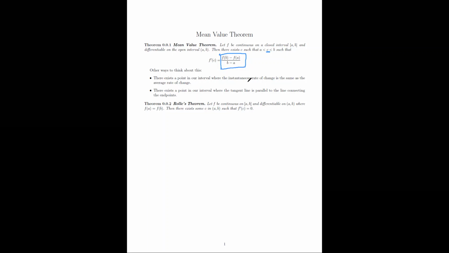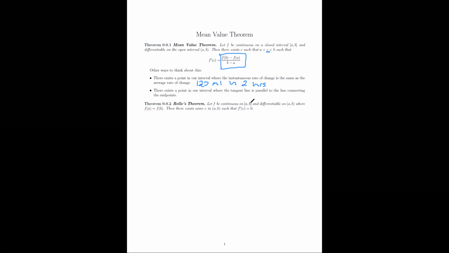So for example, let's say that we're driving somewhere. And let's say we drive, I don't know, 120 miles in 2 hours. Our gut reaction is the average speed that we would be going here is 60 miles per hour. And what the mean value theorem tells us is there is actually some point in our journey where we are going 60 miles per hour. This feels very intuitive. Another way of thinking about this is there's some point in our interval where if we take the tangent line, it's going to be parallel to the line connecting those endpoints.